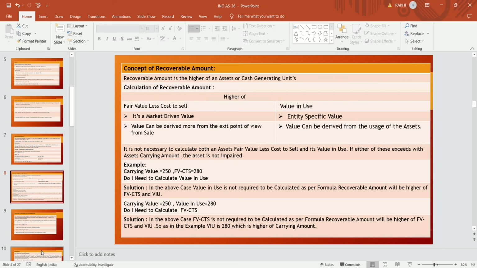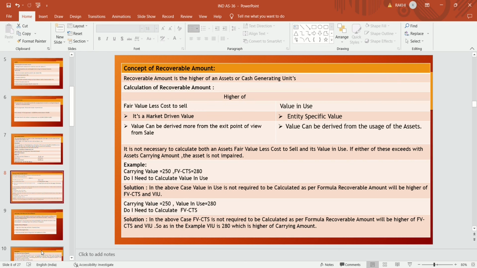Because fair value is market driven, it depends on the market. And it is also at the point of sale, because here it says determine fair value less cost to sell. It's always at the point of disposal, at the point of sale we will determine the fair value, at the exit point of the value of the asset.